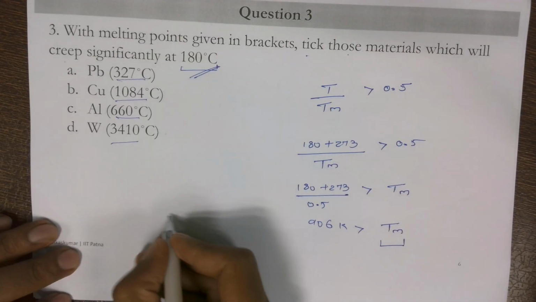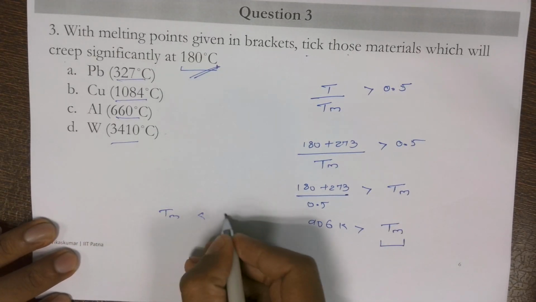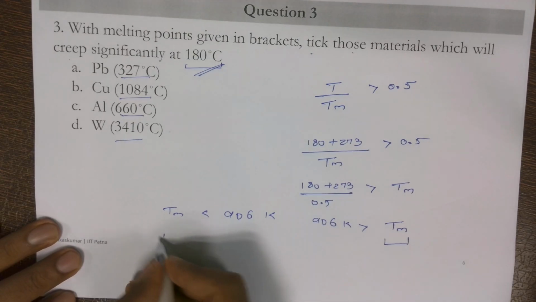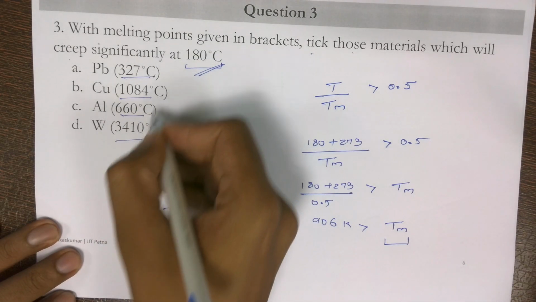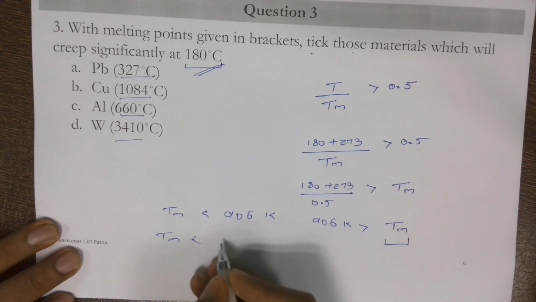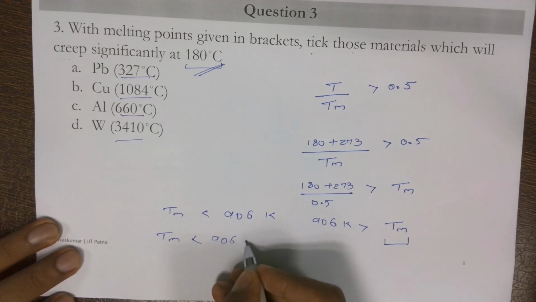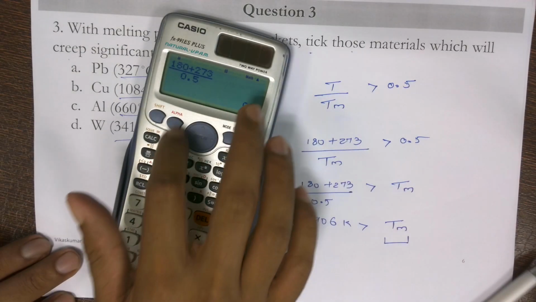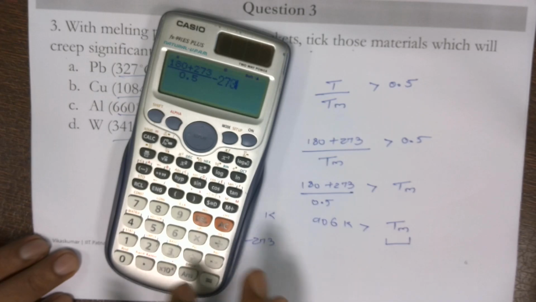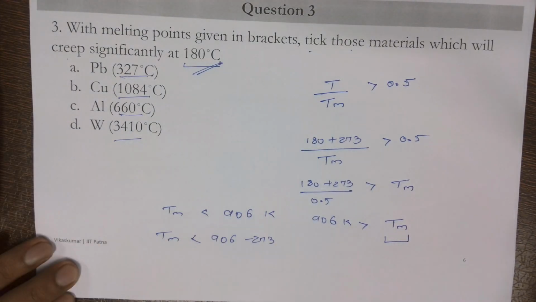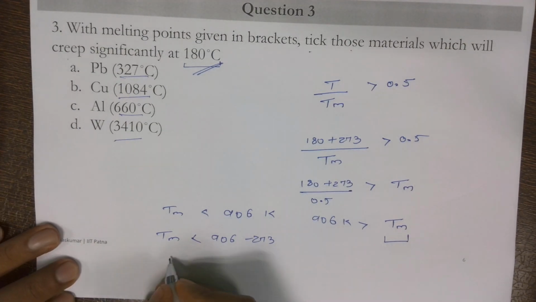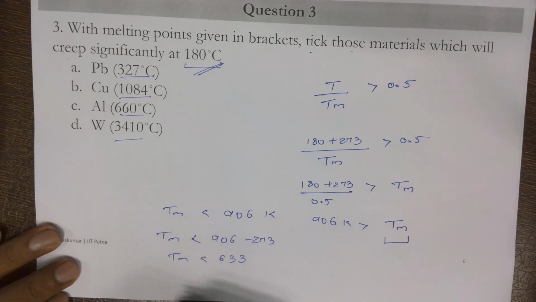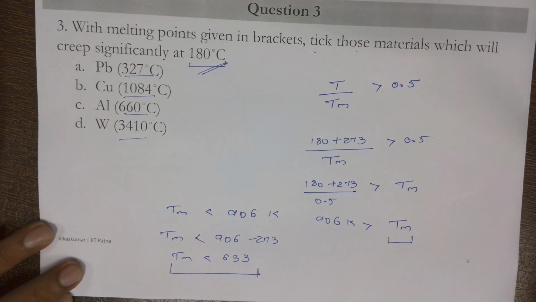So now what we got, the melting point should be less than 906 Kelvin. Right? So let's convert it to degree Celsius because the values given to us are in degree Celsius. So what we'll do, 906 minus 273. Okay, so only one answer is the right answer over here.